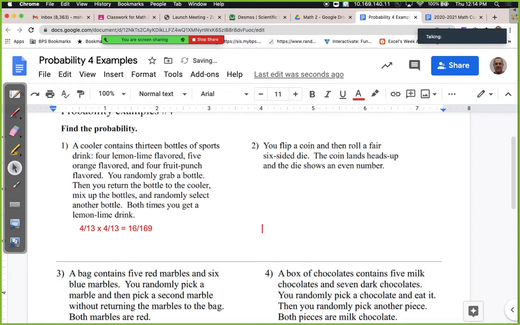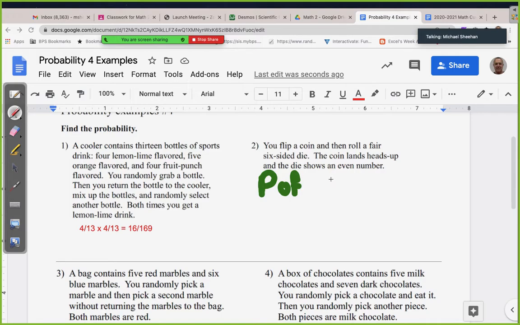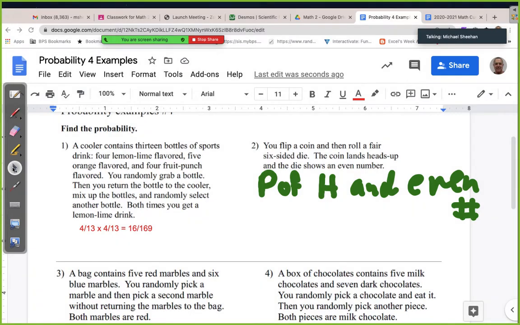Okay. All right, number 2. We're doing 2 things again. I'm flipping a coin and then I roll a dice. All right? And I want to know what's the probability of heads and an even number on the die. Okay? So let's just take it one thing at a time.